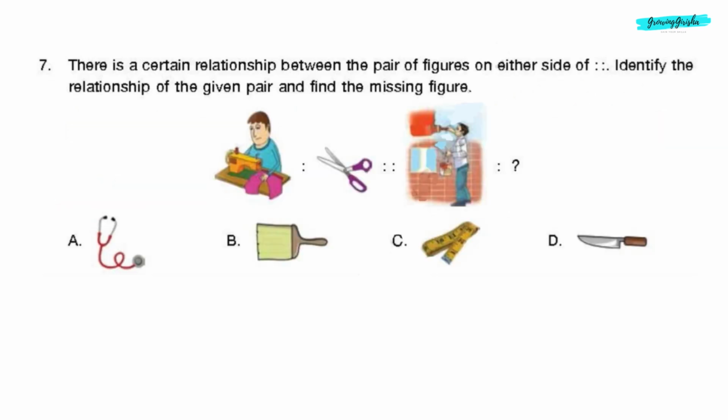Question 7. There is a certain relationship between the pair of figures on either side of colon. Identify the relationship of the given pair and find the missing figure. As tailor is related to pair of scissors, in the same way, painter is related to paintbrush. So correct answer will be option B.